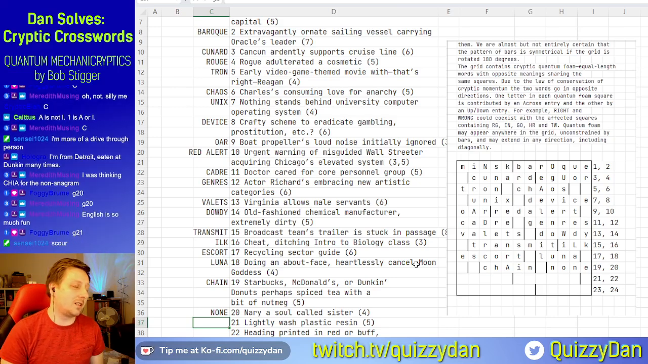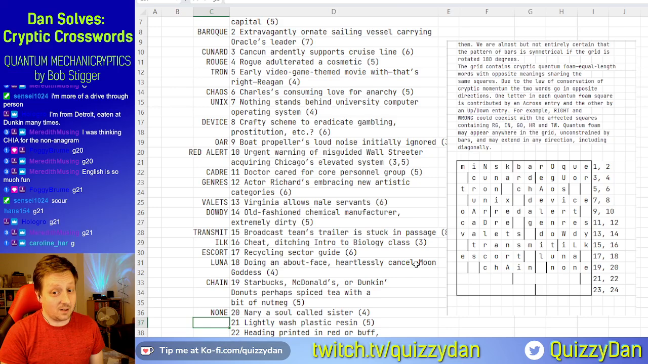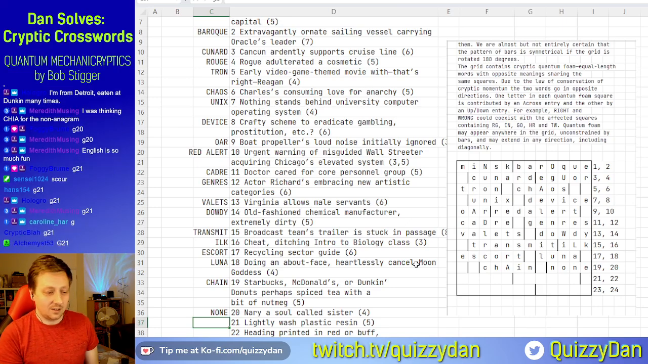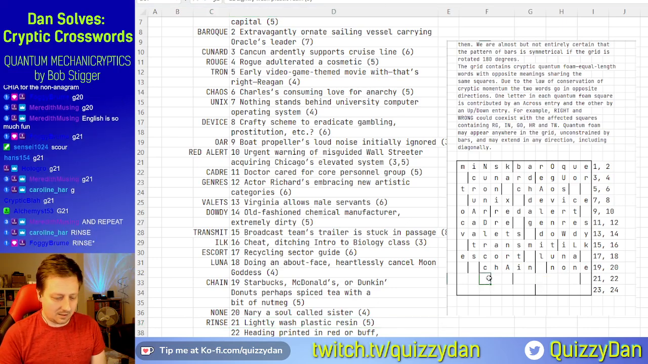Ah, yes, of course, Meredith. Yeah, that's a bit unlucky. I've not seen Sensei do his laundry, but I suspect he doesn't do it very well. Go for 21. It's an anagram of resin. Plastic is an anagram indicator. If it's pliable, it's plastic. So it's an anagram of resin. Rinse and repeat. Absolutely. R-I-N-S-E.